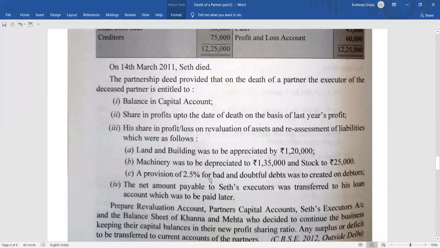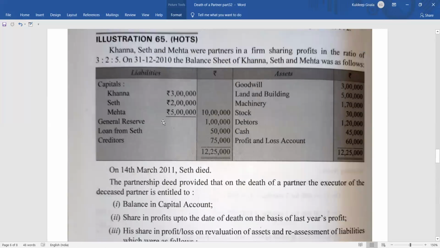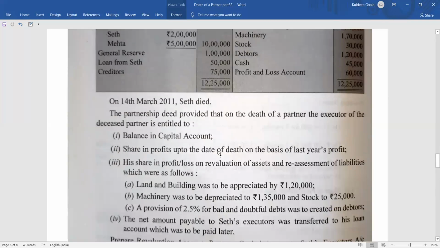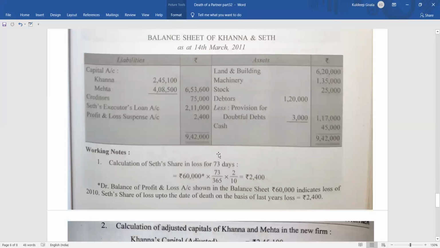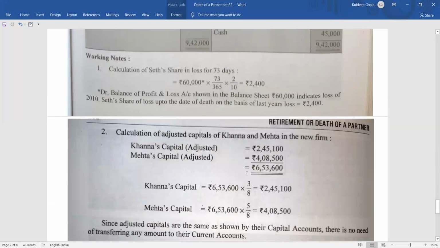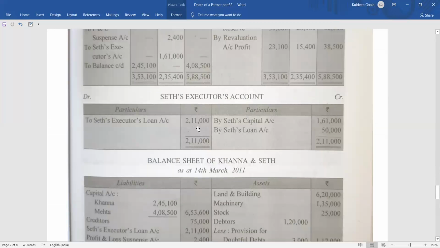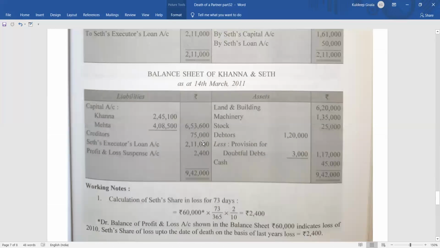we have got the next item as creditors 75,000. General reserve is not there, obviously, and loan from set is also not there, but there will be set's executor's loan account. Creditors are 75,000, so that will come here. And set's executor's loan account of 2,11,000. You can see from where you have got it here. 2,11,000. And after that, what do we have?